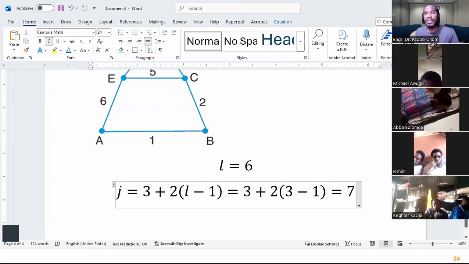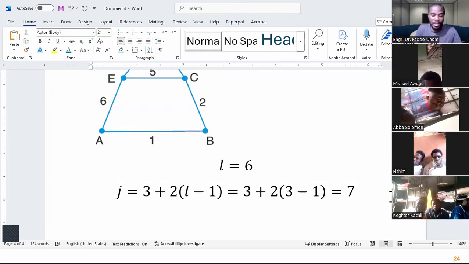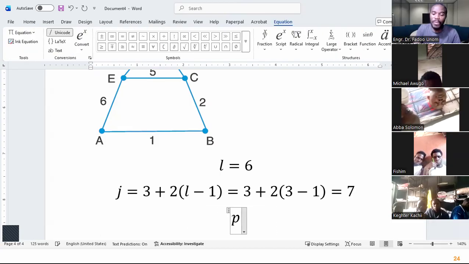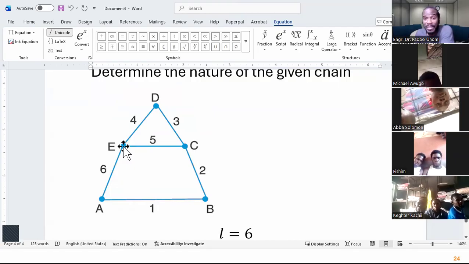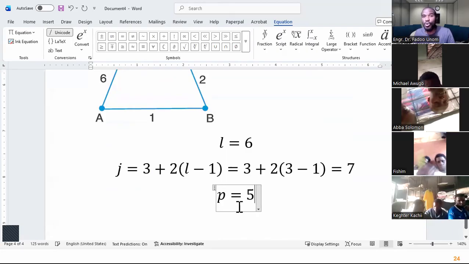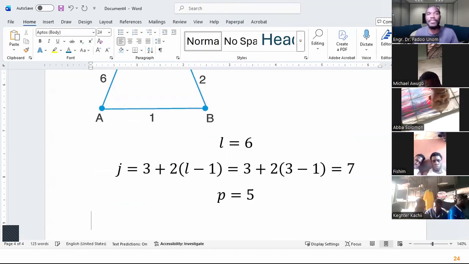Now, how about pairs? How many lower pairs are there? When you look at all these joints, joint A, joint B, joint C, joint D, and joint E, they are all lower pairs, because it looks like there are revolute joints at those points. So we simply count these joints. 1, 2, 3, 4, 5. There are 5 lower pairs in that arrangement. So now we have the values of L, J, and P.